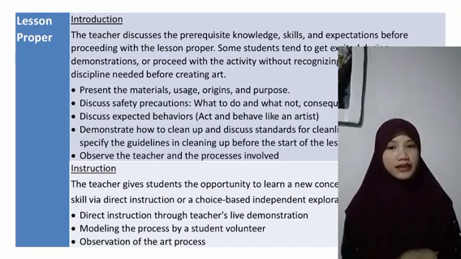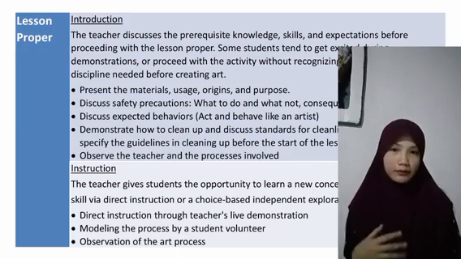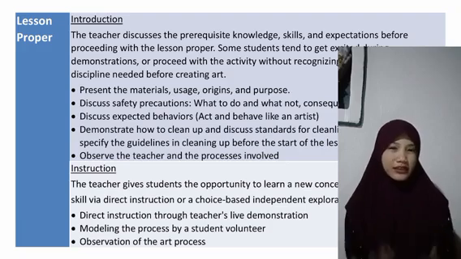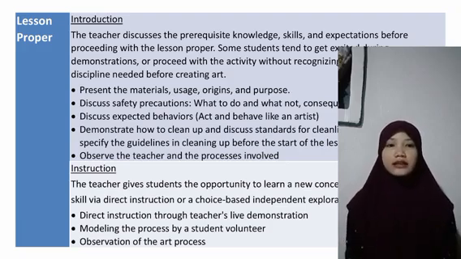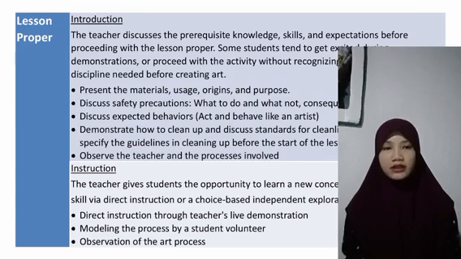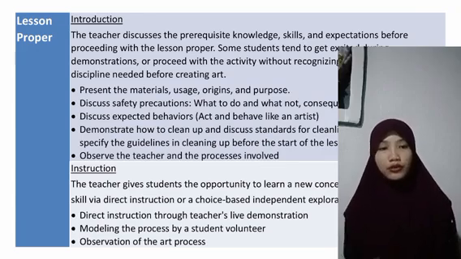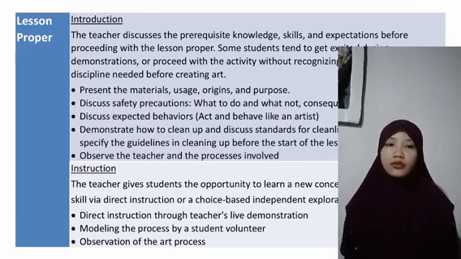So para mas ma-excite yung mga bata, pwedeng magbigay ng demonstrations or other activity na pwede magka-interest sila or magkaroon sila ng idea kung ano yung lesson natin. So pwede natin gawin dito sa introduction is magpo-present ang teacher ng mga materials, ano yung mga usage or uses ng mga materials, ano yung origins at saka ano yung purpose niya.